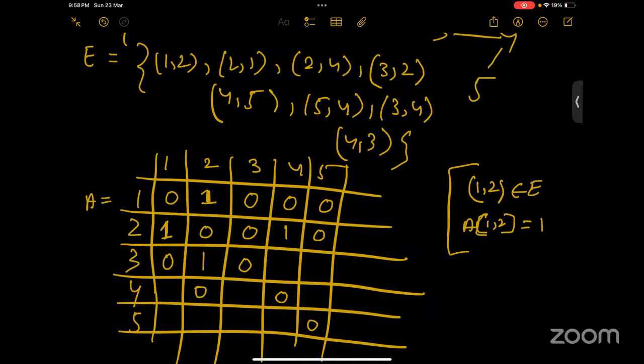3, 4. 3, 4 is there. 4, 3 is also there. Yeah. And then 3, 5. 3, 5 is not there.